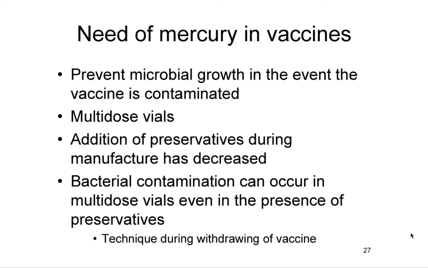Now, mercury can prevent microbial growth in the event the vaccine is contaminated. It's used in multi-dose vials, but because of the concerns related to toxicity and neurotoxicity of mercurials, additional preservatives during manufacture has been decreased. Preservatives are necessary in multi-dose vials because bacterial contamination can occur even in the presence of preservatives if wrong technique is used. If wrong technique during the usage of the product leads to excessive contamination of the product, even when preservatives are present, it can actually lead to contamination and microbial growth. So even when preservatives are present, these product formulations will have to be very carefully handled.